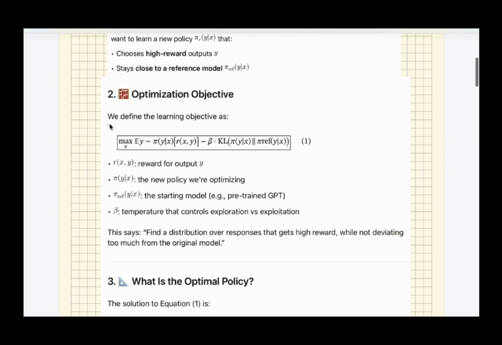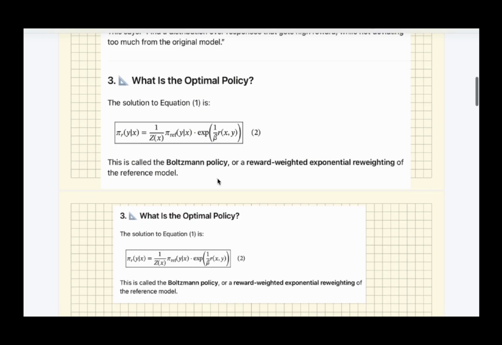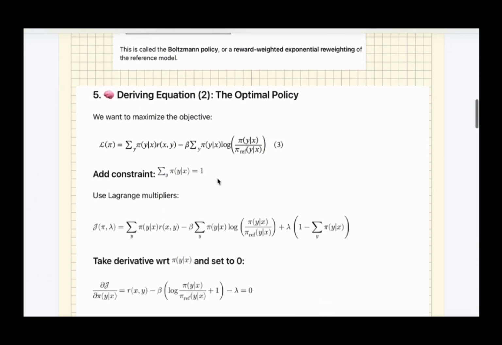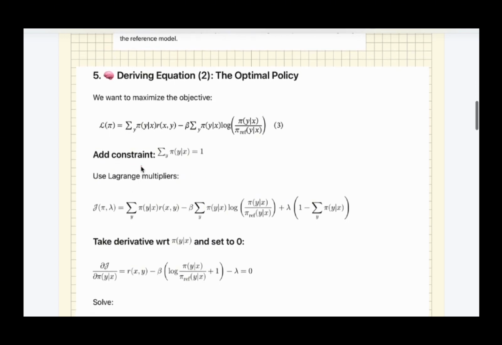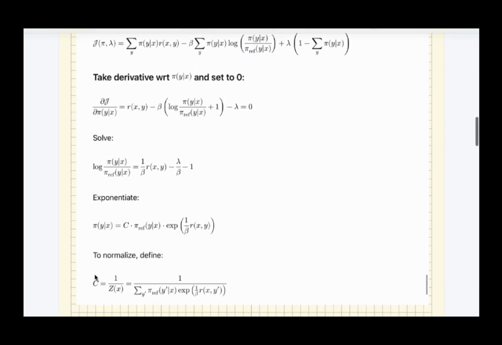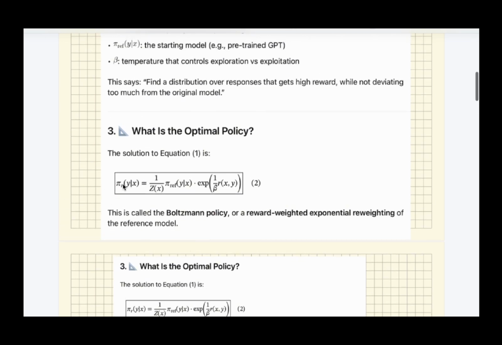So this is the equation. But how we can solve it and what is the optimal policy? So optimal policy, after we solving that equation, I have the, in fact, solution of that equation right down here, which I'm not going to go into the details, but I just quickly mentioned that we can solve it with Lagrange multipliers and adding the constraint that the sum of all possible answers goes to 1, and with just a bunch of derivatives we can get into the answer, which is technically as what we saw, the pi of r, or the optimal policy, is 1 over z, reference policy times exponential of the 1 over beta and reward function.